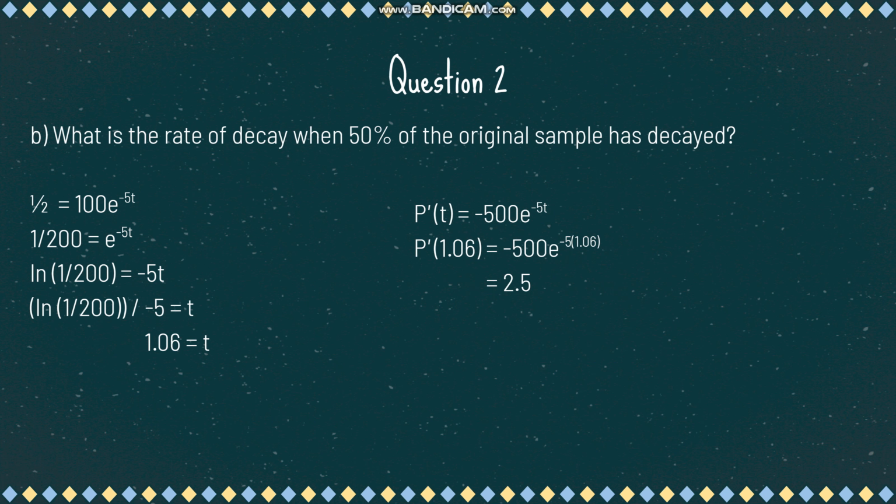So now we have to put 1.06 into the derived equation that we found in part A. So we substitute t for 1.06 and we get 2.5. And reminder, put this all in the calculator in one go, don't put it in separate parts, as the decimals might mess up the calculation.